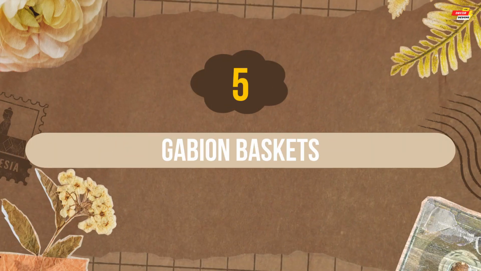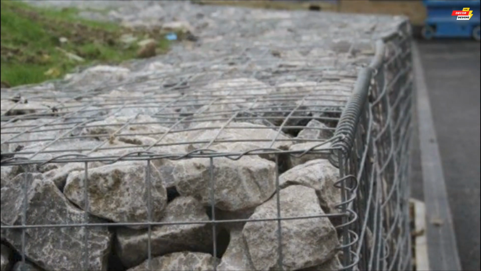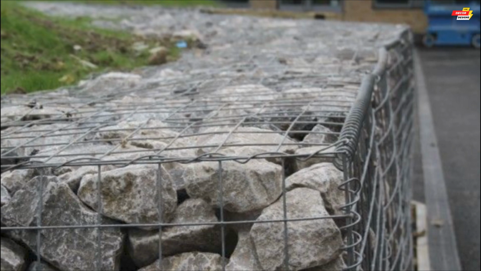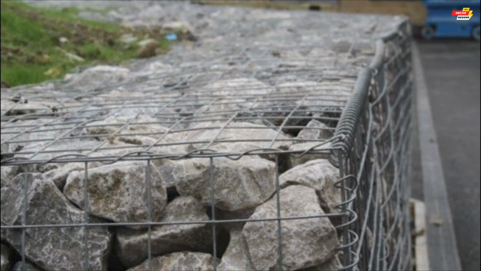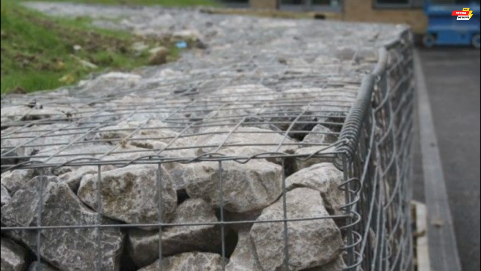Fifth, gabion baskets. These are wire cages filled with rocks or other materials. They are known for their strength, permeability, allowing for good drainage, and unique industrial chic aesthetic. They are also relatively easy to install.